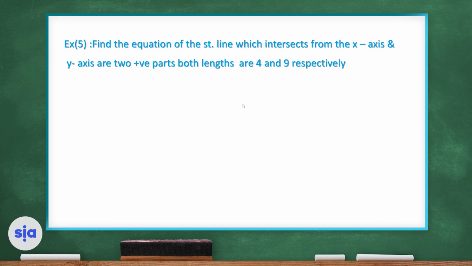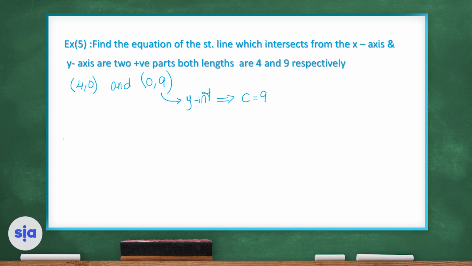Let's now move on to example number 5. Find the equation of the straight line which intersects the x-axis and the y-axis at two positive parts, whose lengths are 4 and 9 respectively. So when the question says it intersects with the x-axis, the point is (4, 0), and when it intersects with the y-axis, the point is (0, 9). As it intersects the y-axis, this is the y-intercept. So from this one, we can say that c is equal to 9.